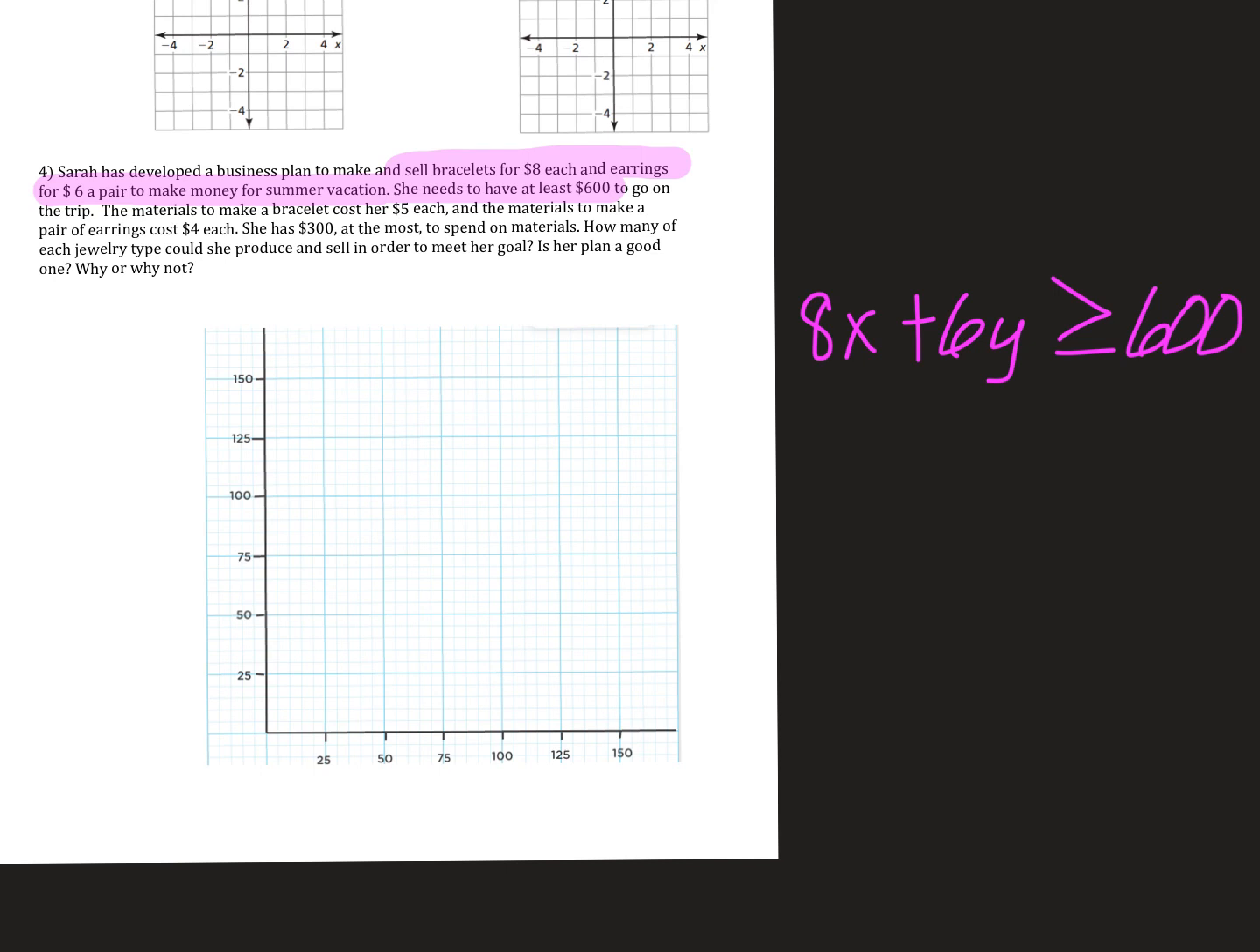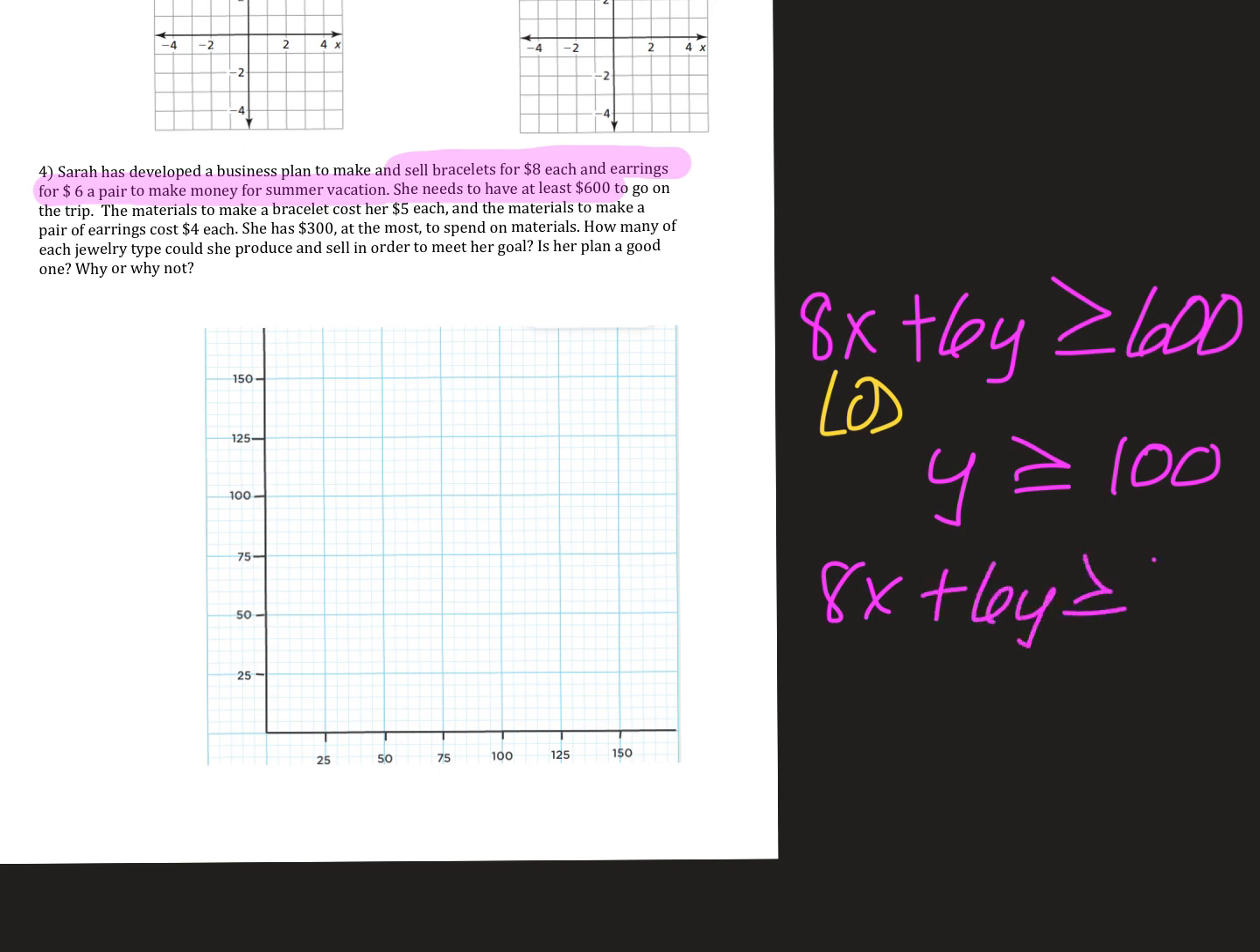So if I were going to graph this one by intercepts, which I feel like is the best route to do, if I put a 0 in for x, that means that my y is going to be 100 because I just need to do 600 divided by 6. Then to figure out my x-intercept, I need to do the exact opposite and put a 0 in for y, which means 600 divided by 8.